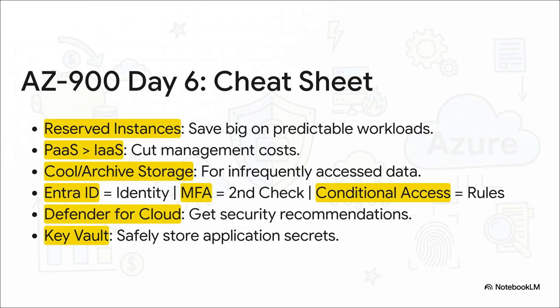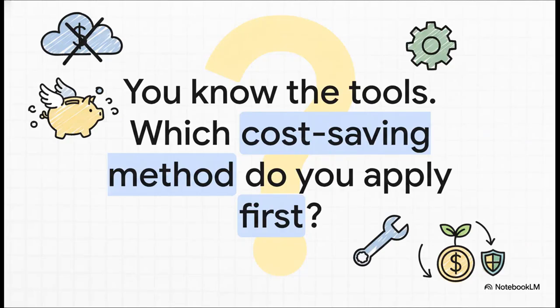Remember, Entra ID is your identity, MFA is your second check, and conditional access is all about the rules. Defender for Cloud gives you security recommendations, and Key Vault locks down your secrets. Got it? And that's a wrap for day 6. You now have the core concepts you need for 2 of the biggest domains on the entire exam.